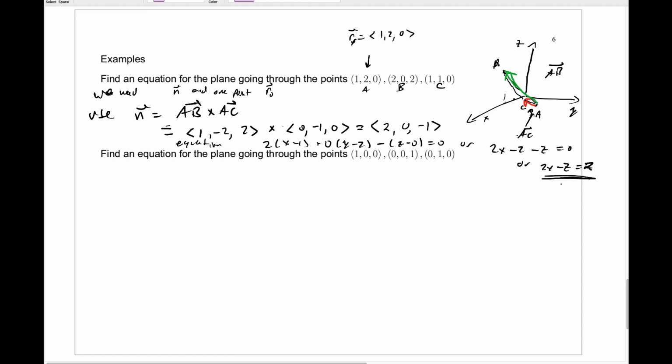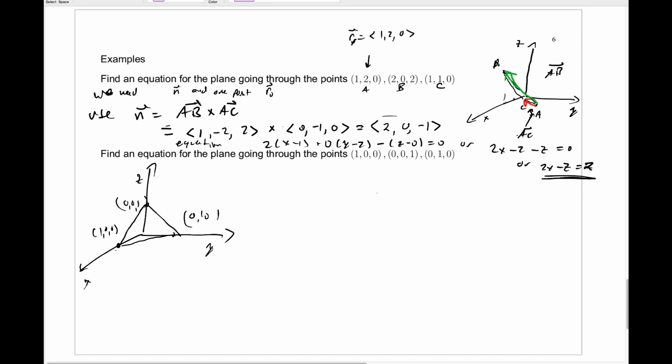Now, using this type of trick, can we find an equation for the plane that goes through the points 1, 0, 0, 0, 0, 1, and 0, 1, 0? Let me show you where these points are here in the plane. 1, 0, 0 is here, 0, 0, 1 is here, and 0, 1, 0 is here. I'll draw the triangle connecting them, and imagine the plane that we're interested in, the plane that contains this triangle, so you get a good visual idea what that looks like.